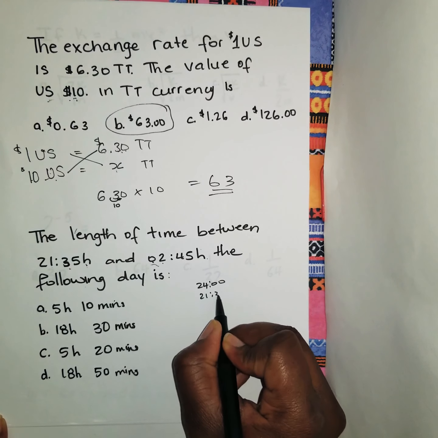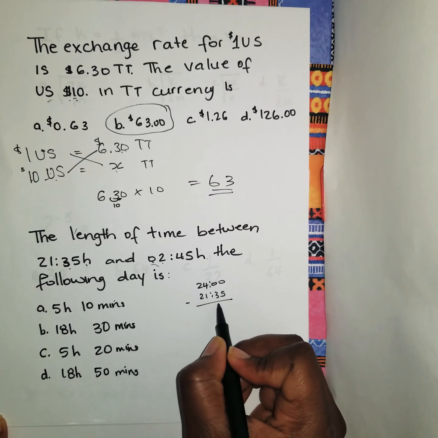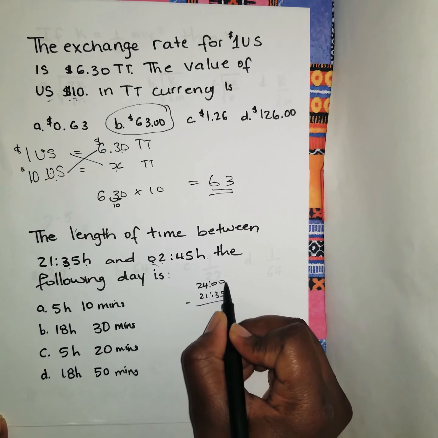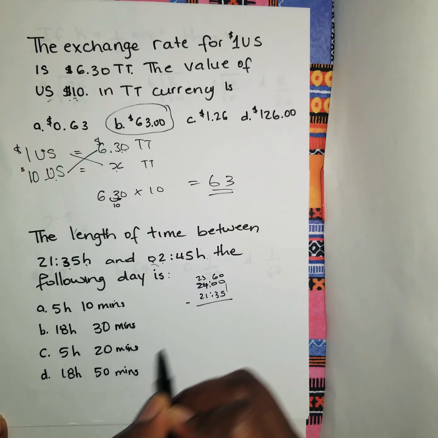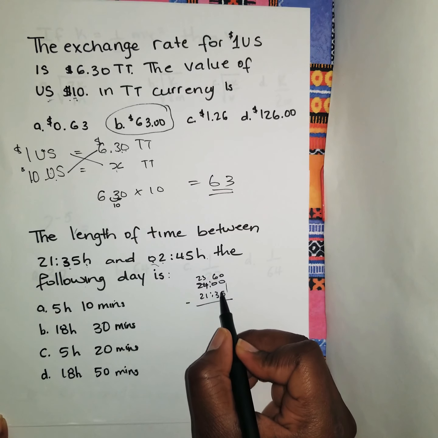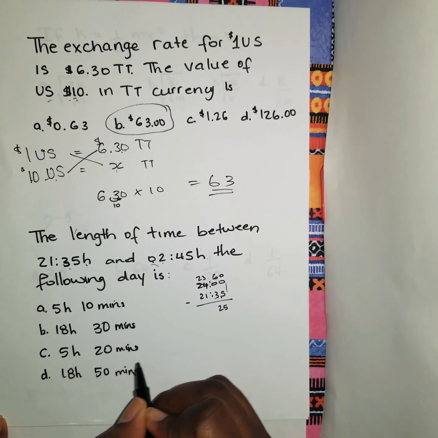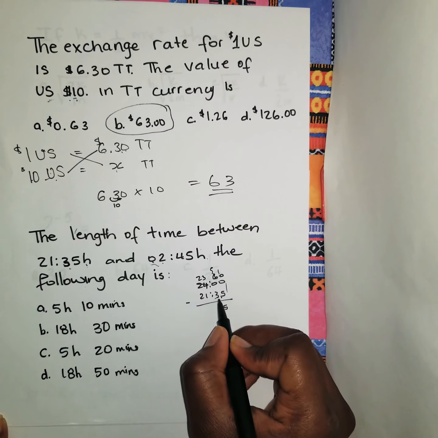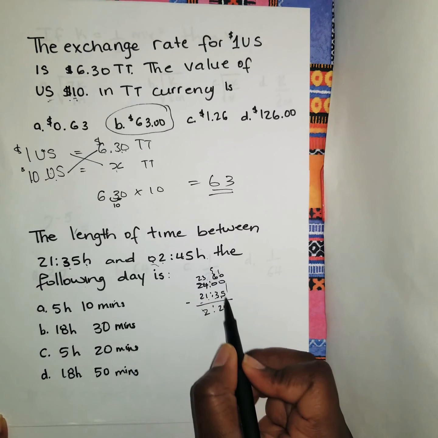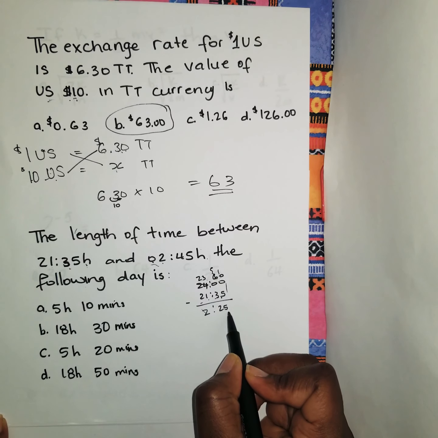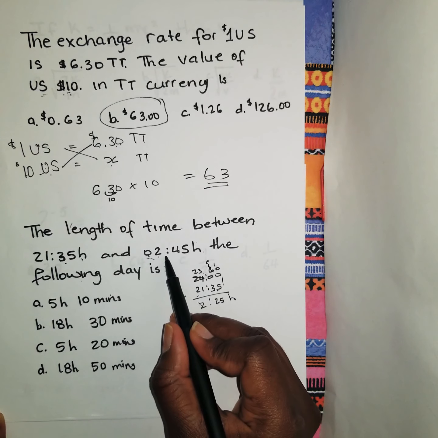So 21:35. When you subtract this, guys, it will give you the amount of hours remaining in this day. So we need to borrow an hour from this side. So it's 23 hours. Over here, you know, it'll be 60 minutes. All right. So it's 60, subtract 35 will give us 25. 23 subtract 21 is 2. So in this particular day, we have 2 hours and 25 minutes remaining in that day, right, guys? And so a new day began.